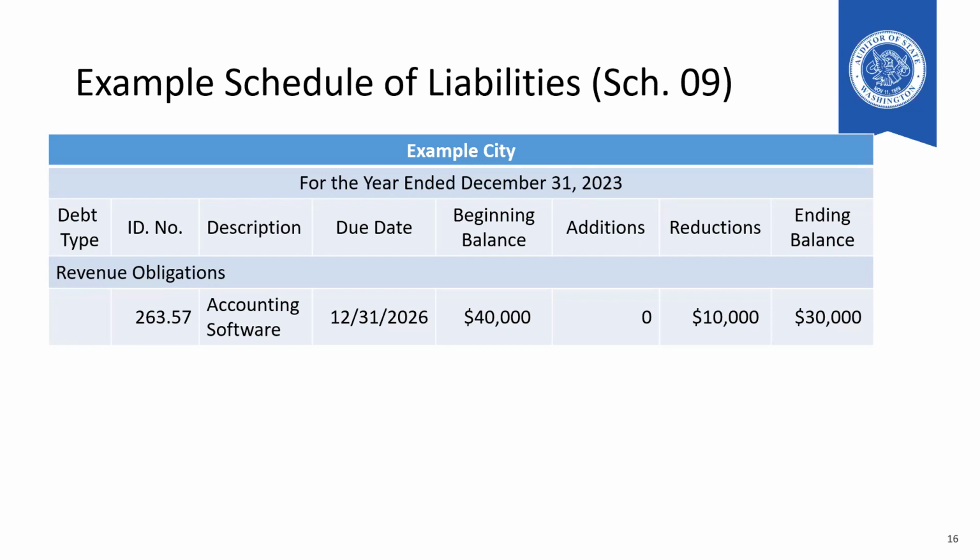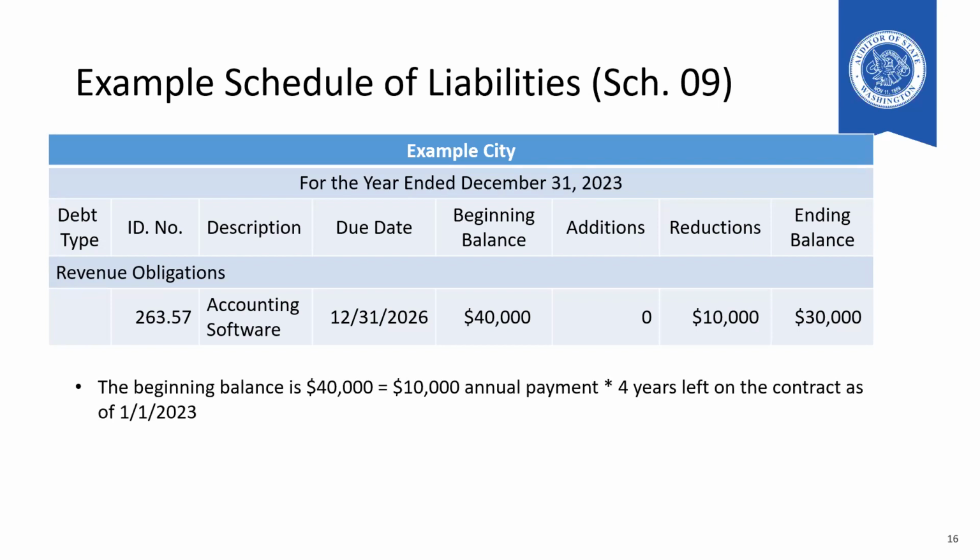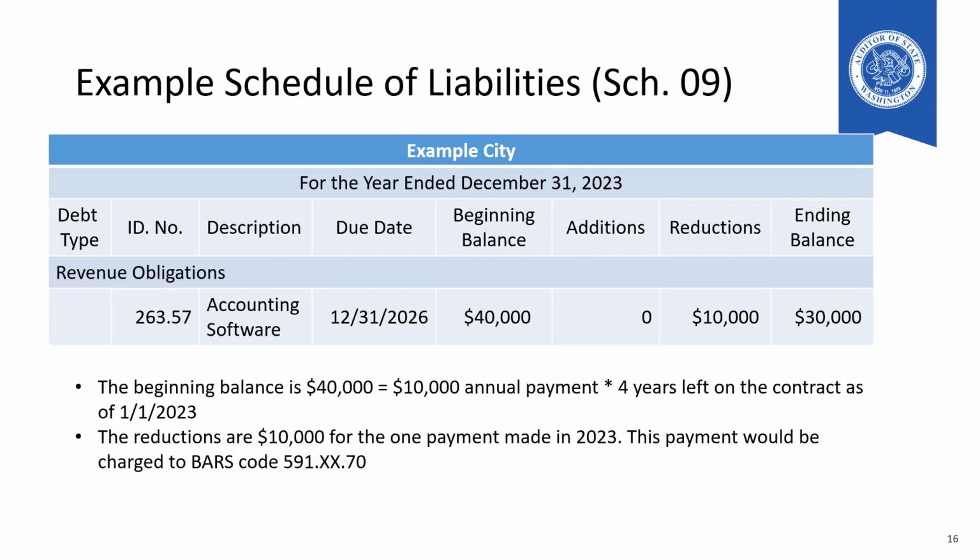And on January 1st, 2023, the city had 4 payments left to make. The payment for 23, 24, 25, and 26. And each of those payments is $10,000, so the beginning balance is $40,000. The additions for the contract are 0, and the reductions are the one payment of $10,000 that was made in 2023. And this would be coded to BARS code 591 using object code 70.